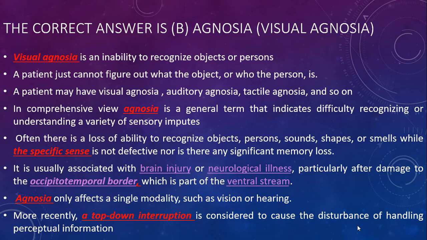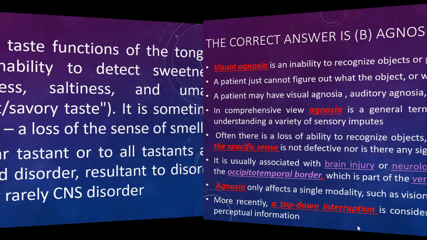It is a very common idiom nowadays. Agnosia only affects a single modality such as vision or hearing. More recently, top-down interruption is considered to cause disturbance of handling perceptual information. This is more recent. A top-down interruption. Don't forget this, and don't forget the ventral stream.